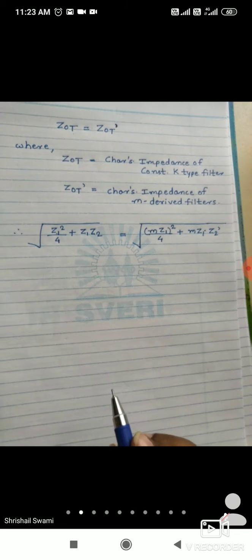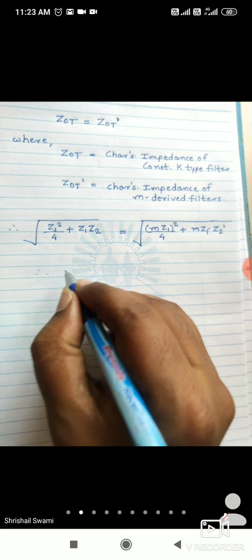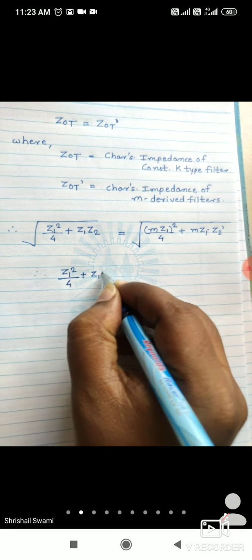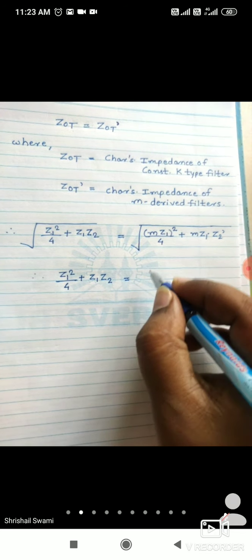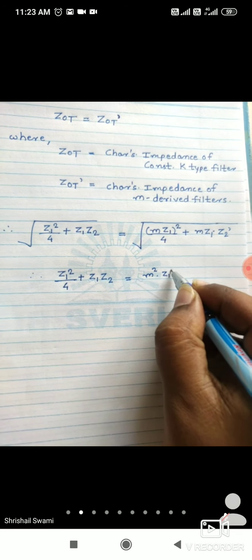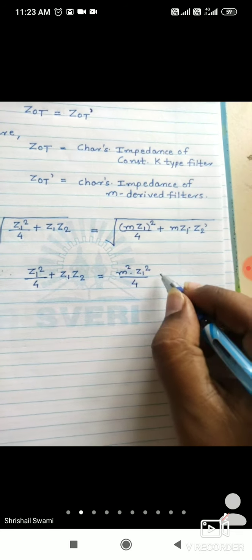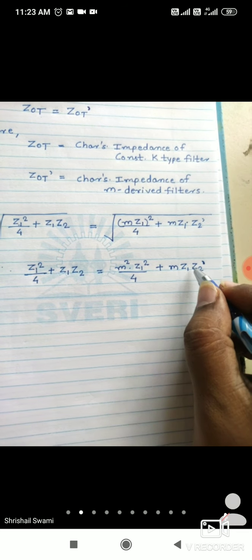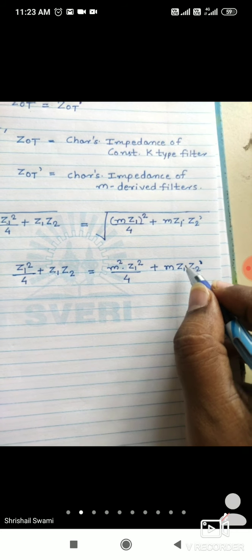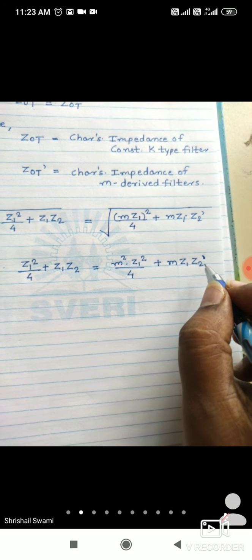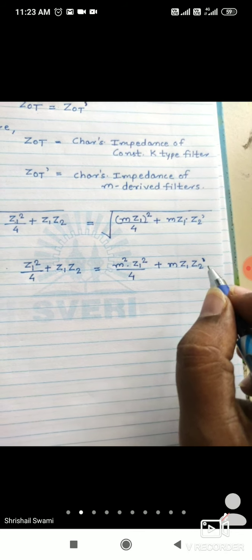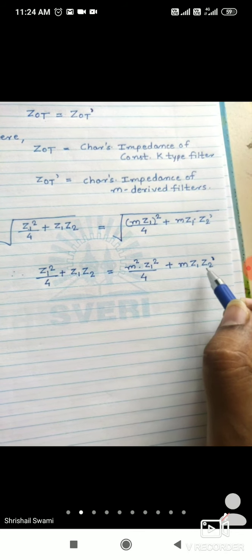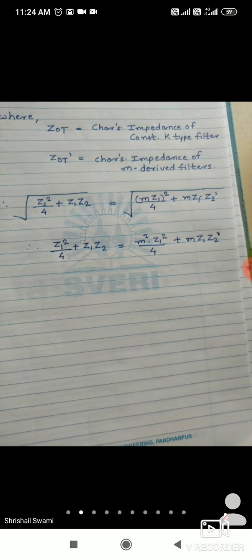So next, left hand side, take the square both hand side. If you are taking the square both hand side, Z1 square divided by 4 plus Z1 into Z2, and this is m square into Z1 square divided by 4 as it is, plus m into Z1 into Z2 dash. So we are interested to find out the expression of Z2 dash. We have to keep Z2 dash on one side, and remaining all things we have to consider on the other side, so that we can get exactly what the modification in Z2 dash will be.